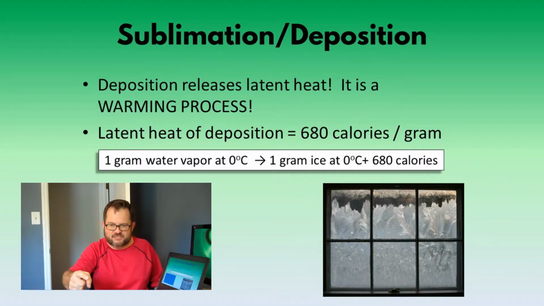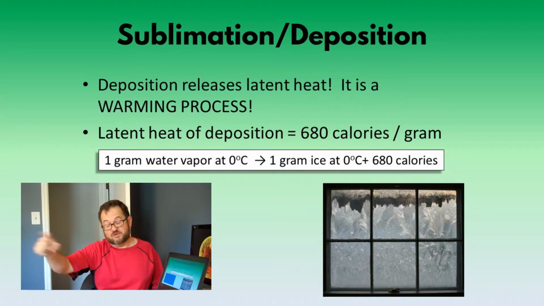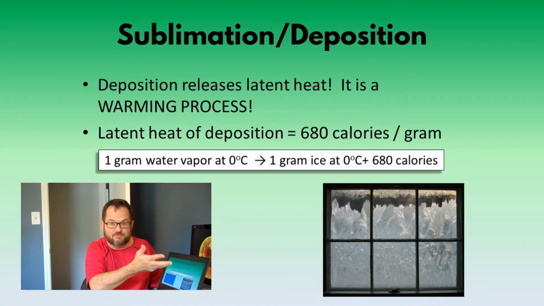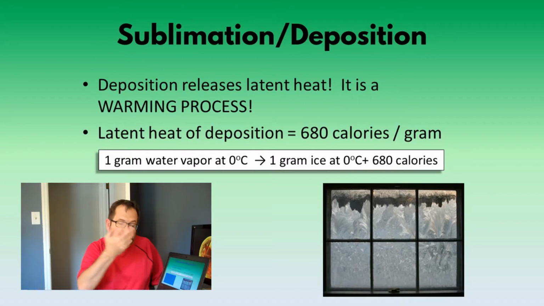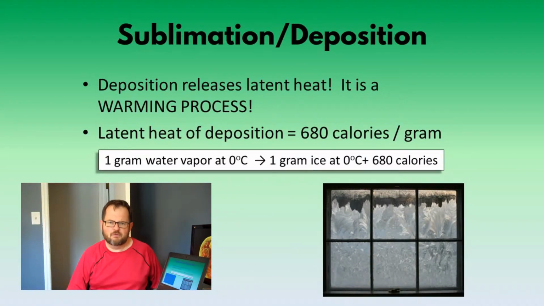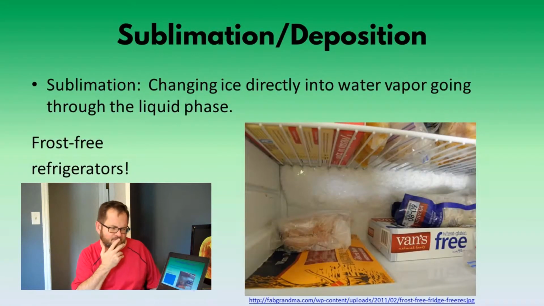That number probably is not a huge surprise, right? It took 80 calories to get to a liquid, and then another 600 calories to get to being a gas, and then another 80 calories to go from a liquid to being a solid. Probably not a surprise that it's 680 calories per gram. So in other words, if you have 1 gram of water vapor at a temperature of 0 degrees Celsius, you can convert it to 1 gram of ice, frost, and you're going to get 680 calories released into the air around you. Wow. Deposition releases an enormous amount of heat.